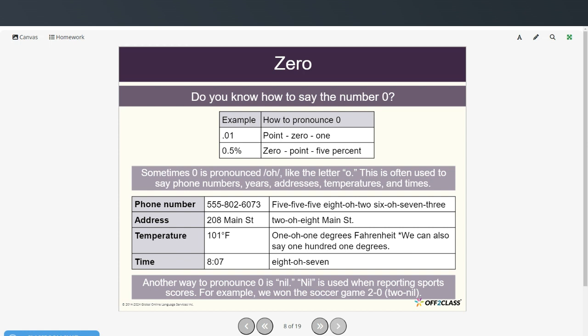Temperature 101 degrees Fahrenheit. Or we could also say 100 degrees. And 807. Another way to pronounce 0 is nil. Nil is used when reporting sports scores. For example, we won the soccer games 2-0 or 2-0.